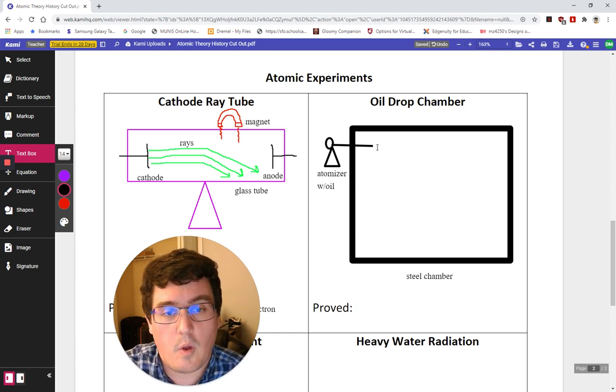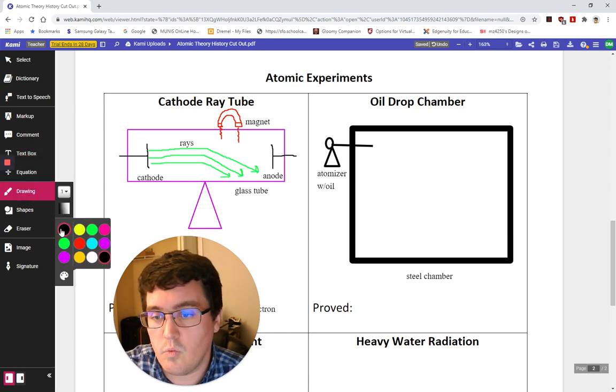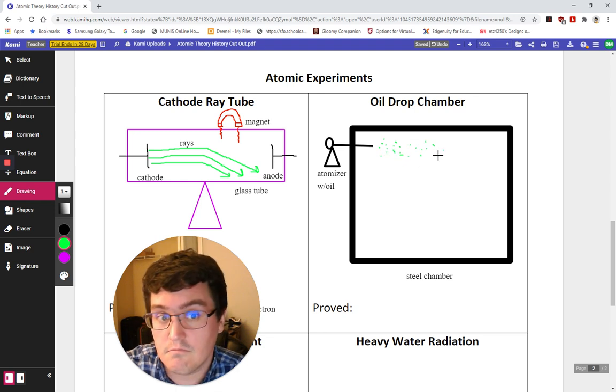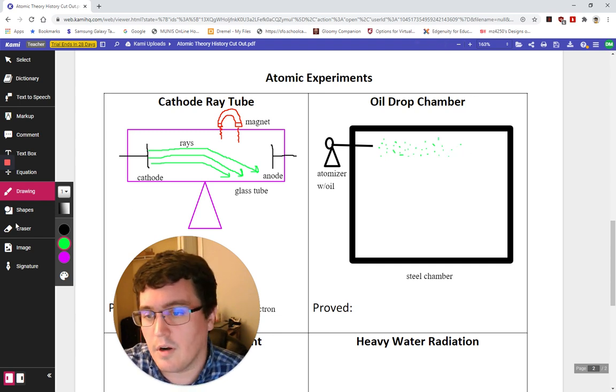So whenever he squeezed the bulb, little droplets of oil, I'm going to make my oil kind of a greenish color, there it comes spraying out. Some of the droplets were bigger than others, right? Because an atomizer is not a very exact way to make oil drops. So you'd spray those into the top part of this chamber.